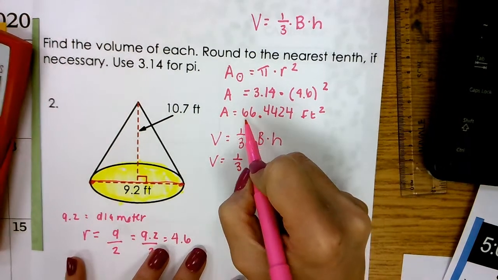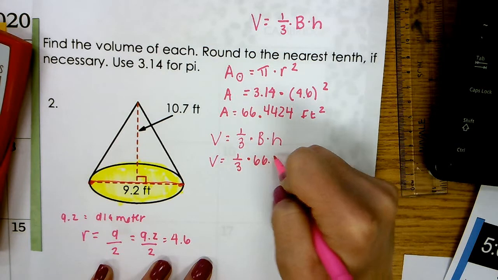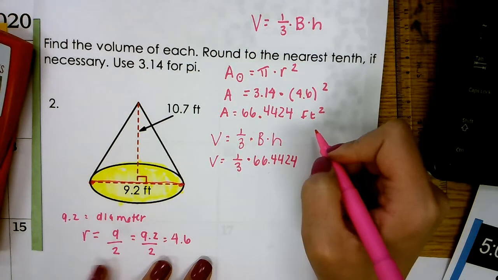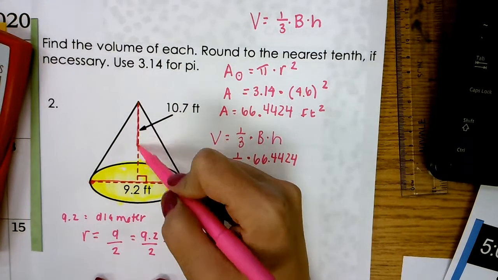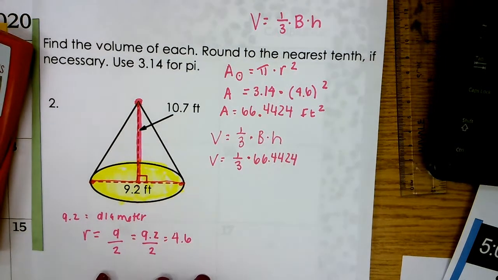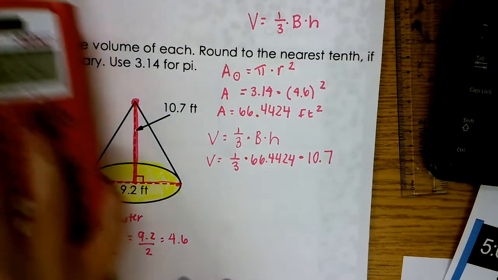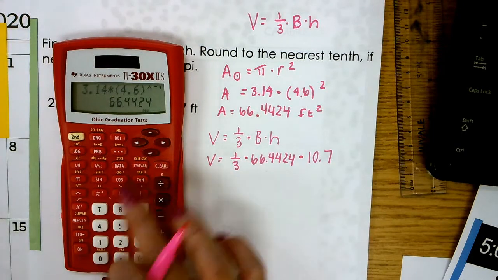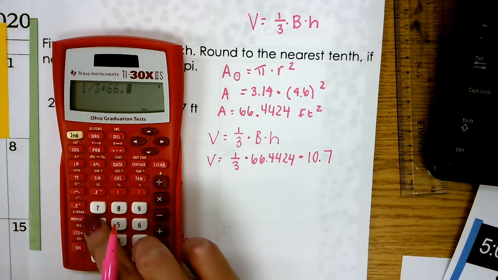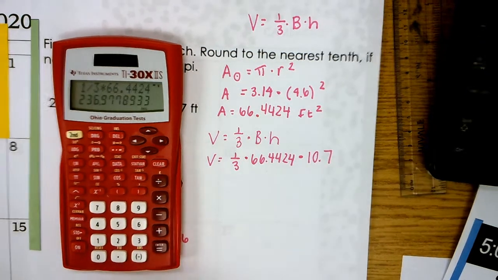We found that the area of the base is 66.4424 feet squared. So we're going to take that 66.4424 and substitute that in for the area of the base. And then from the picture here, we see that the height, the distance from the apex of the cone to the base here, is 10.7. So we're going to substitute 10.7 in for height. And now we're going to take this and calculate it. So we have 1/3 times 66.4424 times 10.7. And now you see we get a really long decimal.